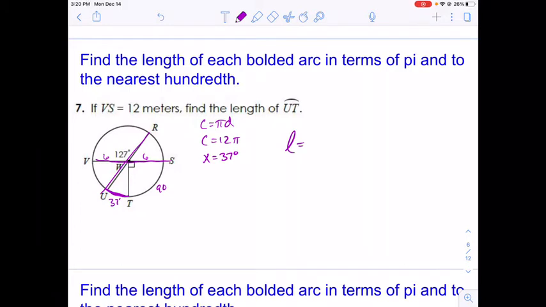So now length is equal to 37 times 12 pi divided by 360. And there we go. Again, 12 and 360. We know 12 is going to go in here 30 times. And now we look to see, does anything go into 37? And it does not. So the length is 37 pi over 30. That's our exact answer. This would be in meters. And then our decimal equivalent would be 37 times pi divided by 30. And that is going to give us approximately 3.87 meters.